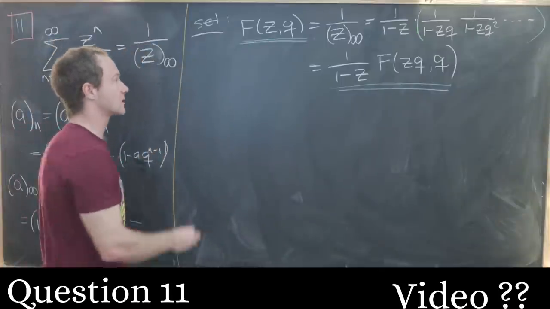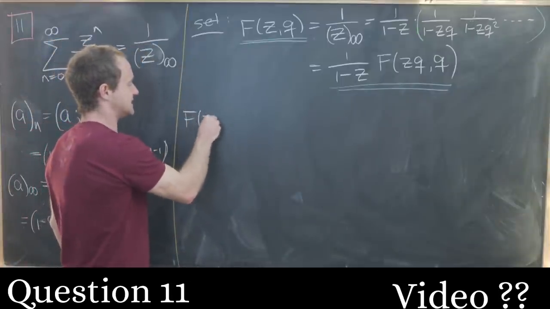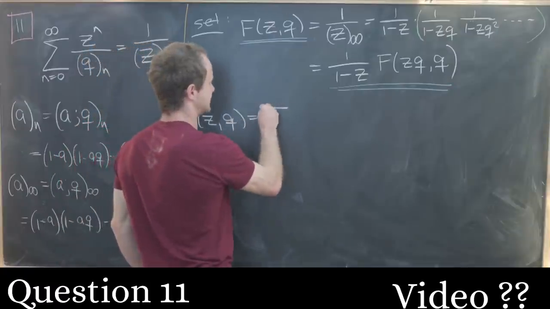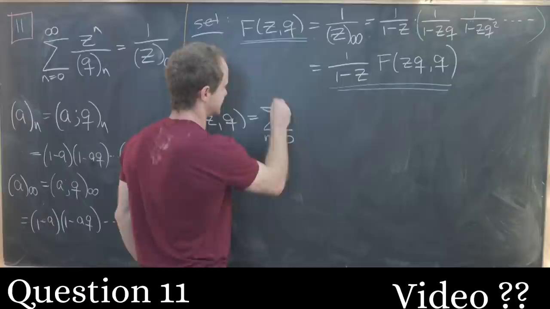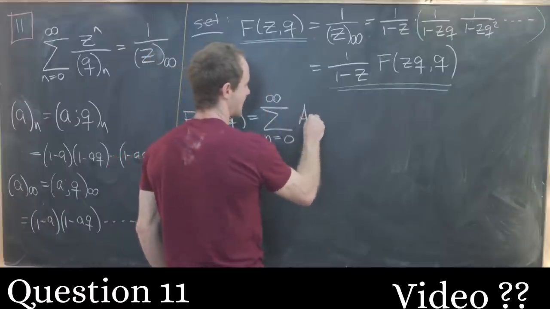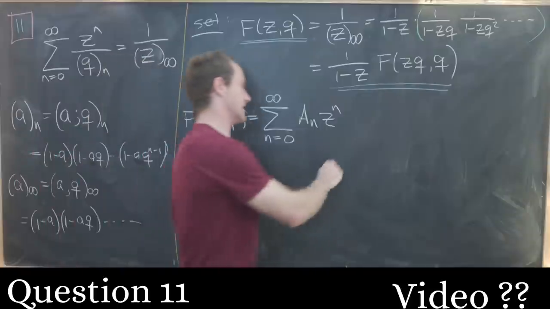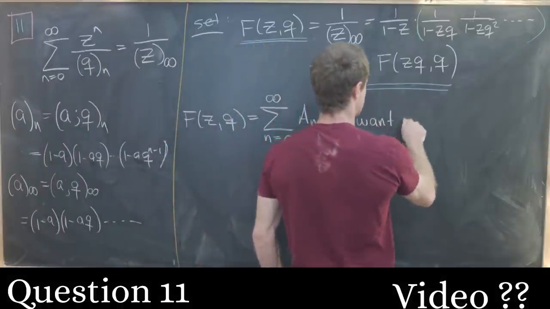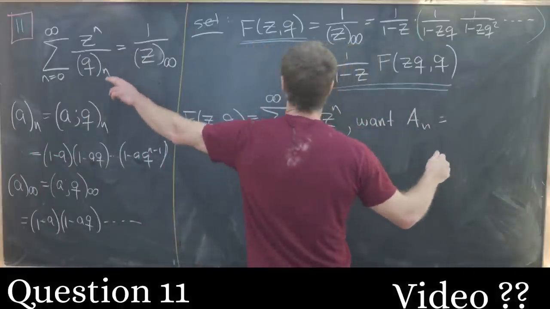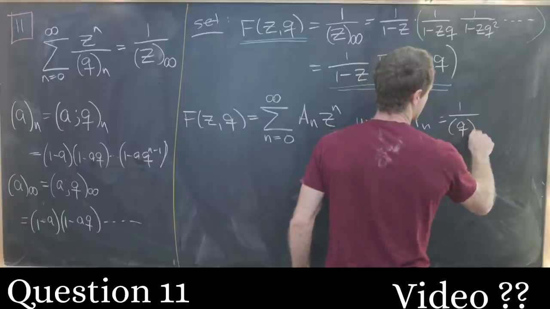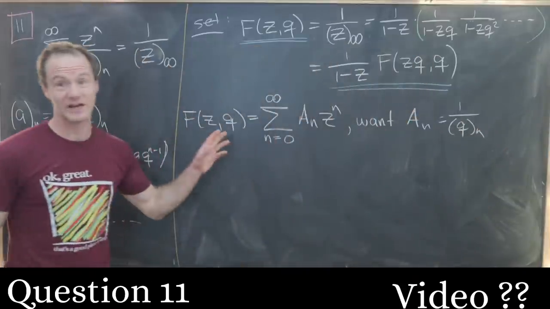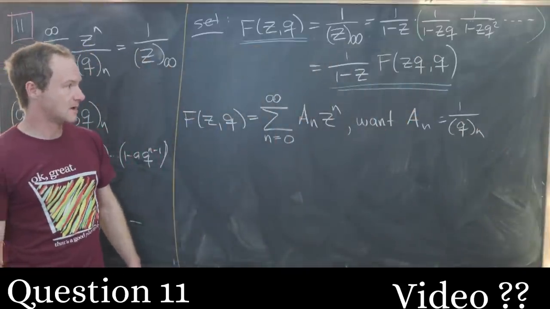Now from here, we want to write f(z, q) as the sum, as n goes from 0 up to infinity, of a_n z^n. Our goal is to find this a_n. We'll want a_n to be this thing over here, 1 over (q; q)_n. That'll finish the whole thing off.